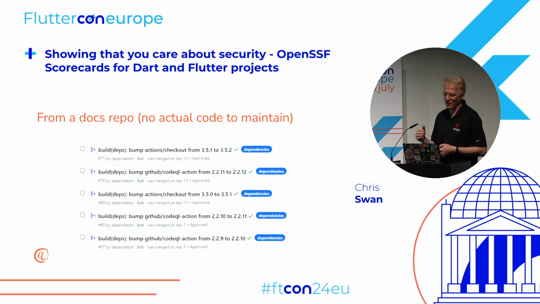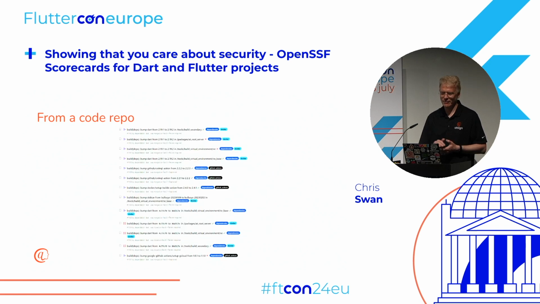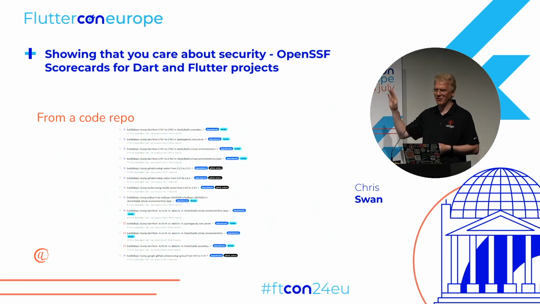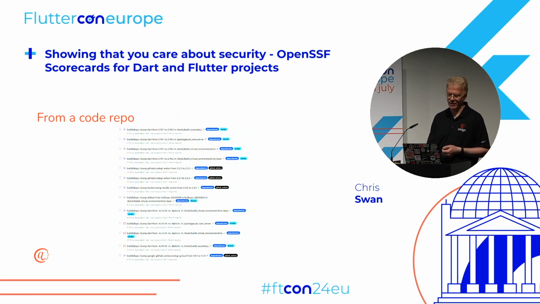So this is an example from a docs repo. So no code to maintain here. And you can see, there's just bump after bump after bump for actions checkout, GitHub CodeQL actions. So checkout is used within Scorecard, as is CodeQL action. So this is toil generated by Scorecard itself. This is a code repo, and that's an eye chart, and I don't expect you to be able to read it. But when you start dealing with actual code, of course, now there's a ton more PRs.